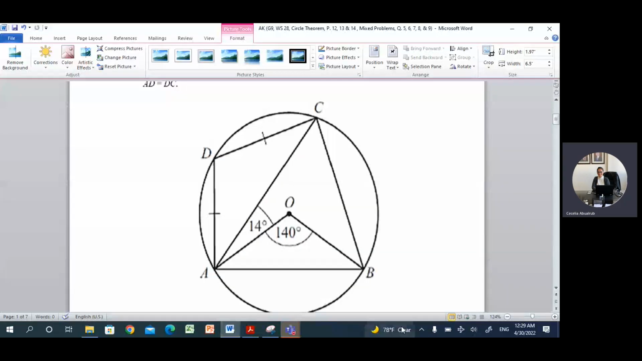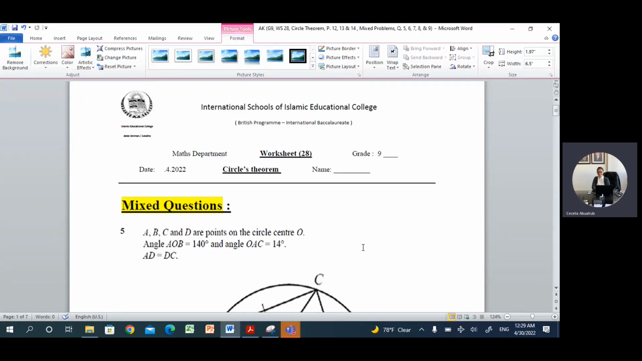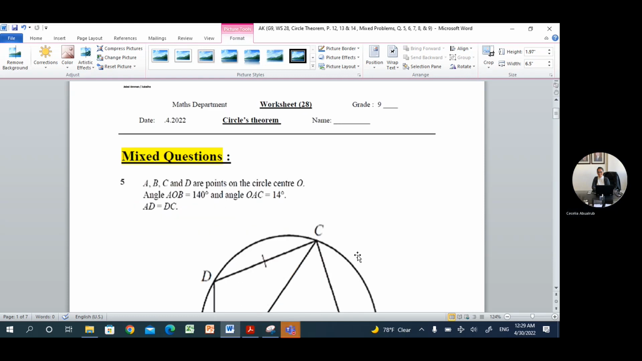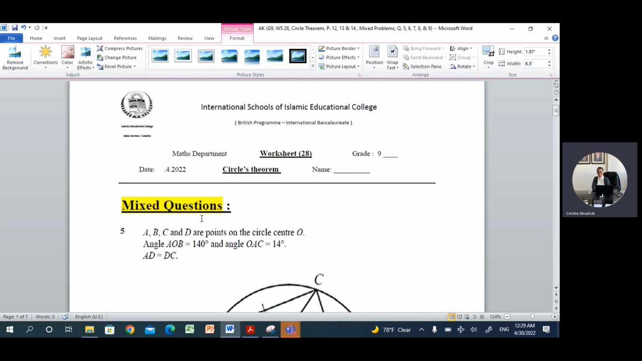I hope that after this practice on so many questions of circle theorem, that the circle theorem subject is becoming easier for you. And we are working in worksheet number 28 on the mixed questions.